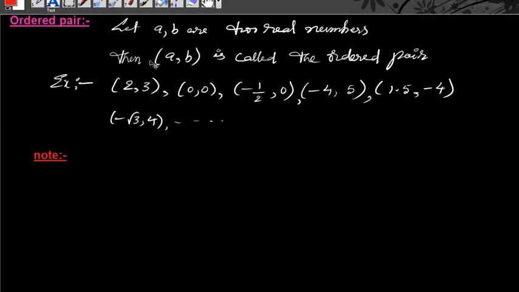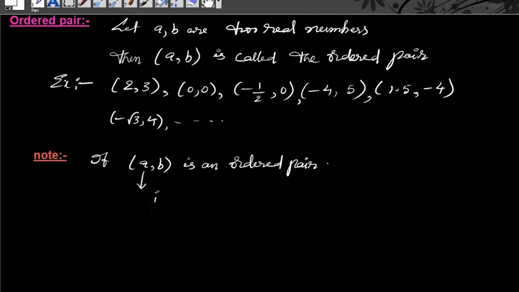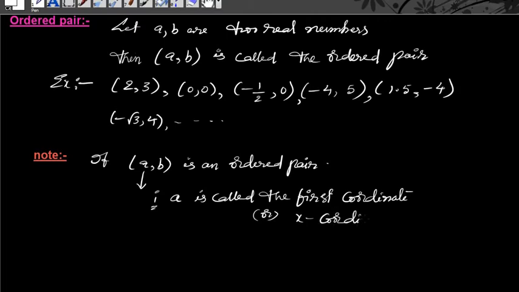Next, if (a, b) is an ordered pair, in this ordered pair, the first one, a, is called the first coordinate or x coordinate or abscissa.